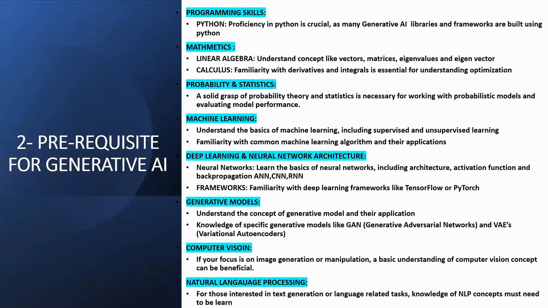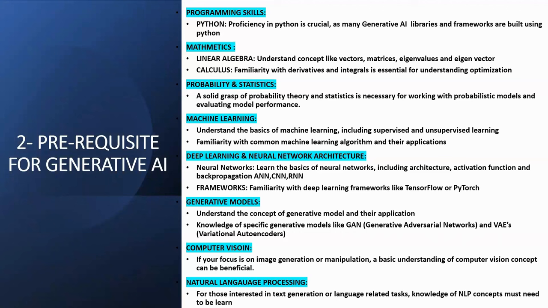The next one is generative models. Understand the concepts of generative models and their applications. In today's session, we're going to use two generative model architectures: GANs, which is Generative Adversarial Networks, and VAE, Variational Autoencoders. So we use two models to work with one project.